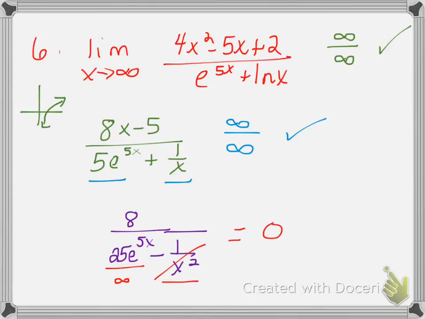That leads you to a rule. Anytime you have a number over infinity, basically what's happening is you end up with 0. So you just sort of need to know that, or think about it, if a number over a really big number is a really small fraction, and so that's why that's going towards 0.